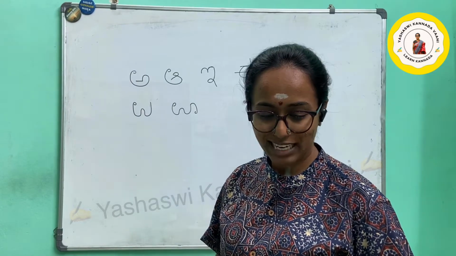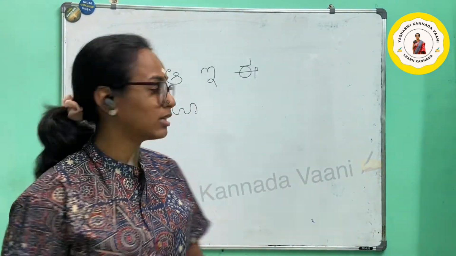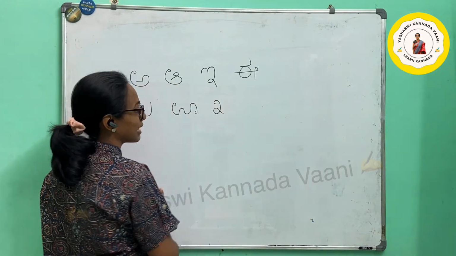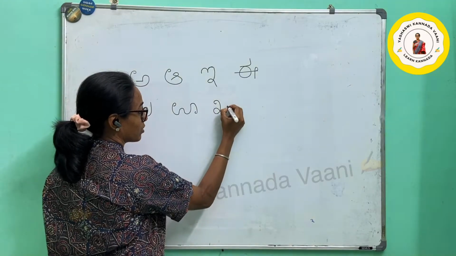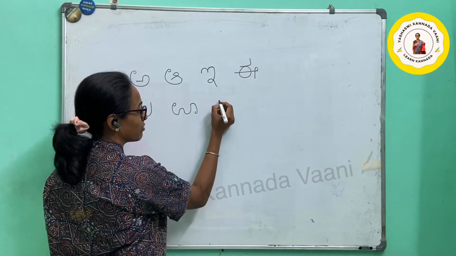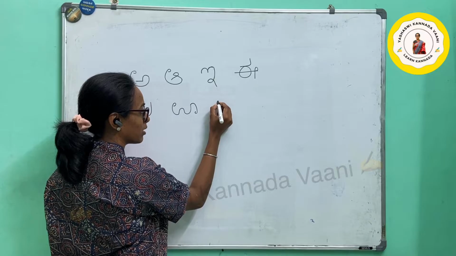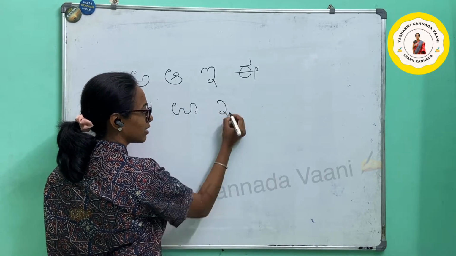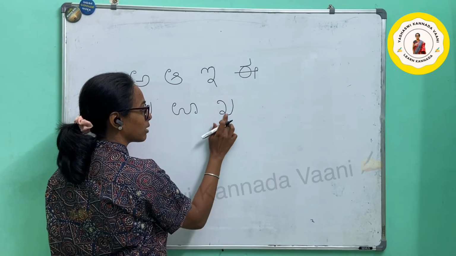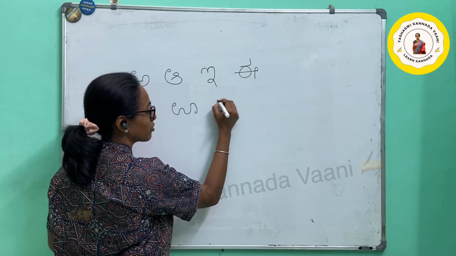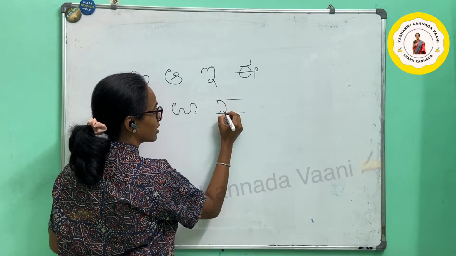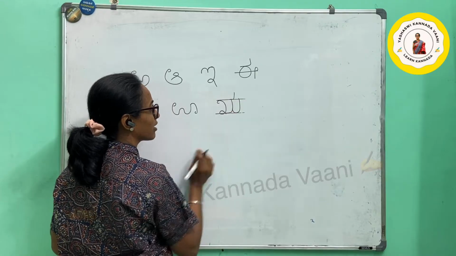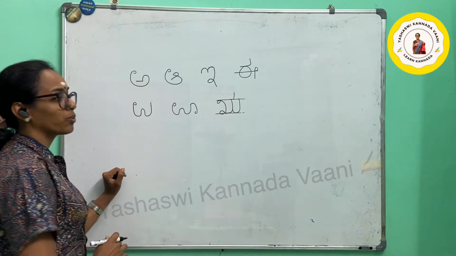Fine. We'll go for the next one. The next one is Ru. It's like a number 2. Go to the top. So I'll write once again if you have not understood. I'll start from the top like a C. Put a circle. Again go to the top. Come to the exact same length. So this is how it looks. Come to the top. Put the tail. And again one more line. That's it. This is my Ru.